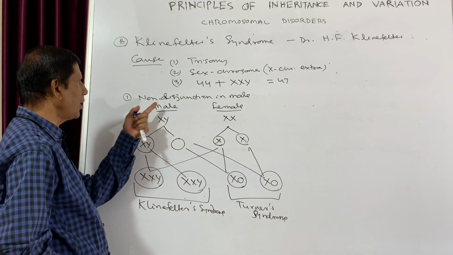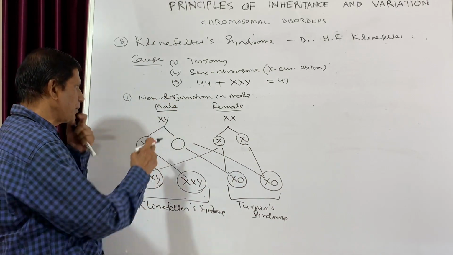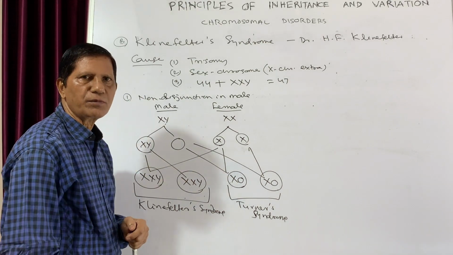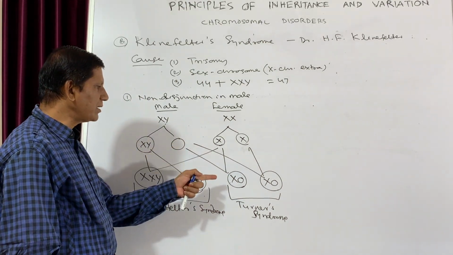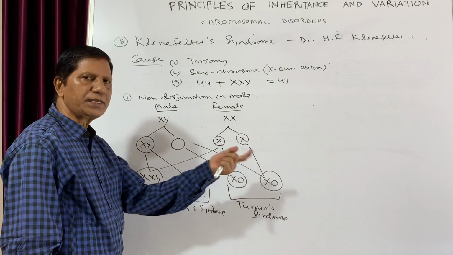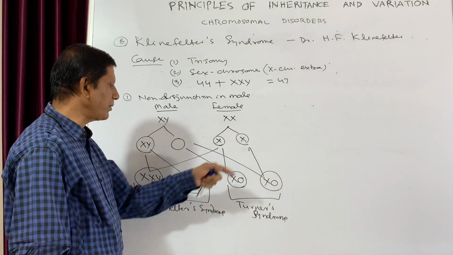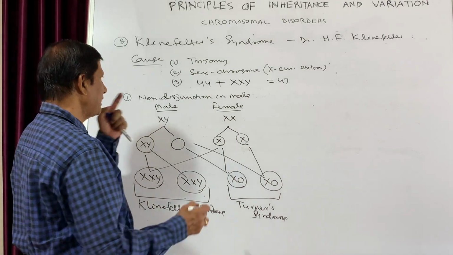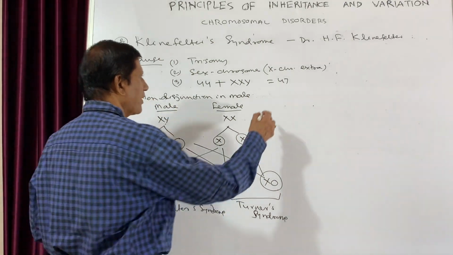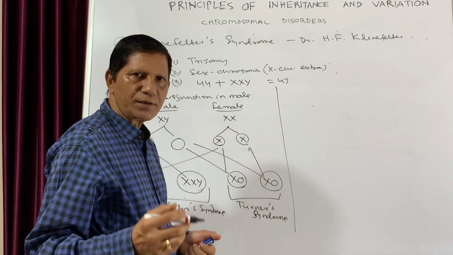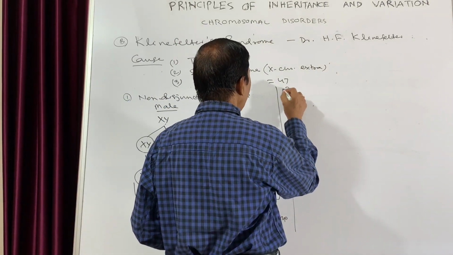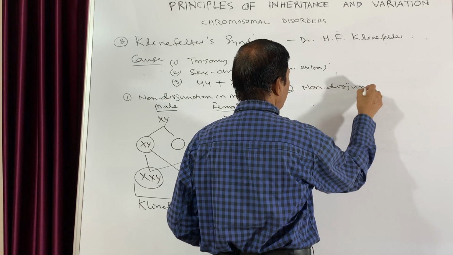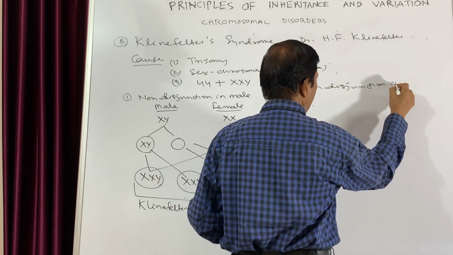So you see, due to non-disjunction in case of male, both the sex chromosomes go to one pole and to the other pole there is no sex chromosome. So when it fertilizes, there will be no sex chromosome from the father, only one that comes from the mother. But here there are two X and one Y. This is the non-disjunction in case of male. Suppose the same thing happens in case of female. Now let us take non-disjunction in female.